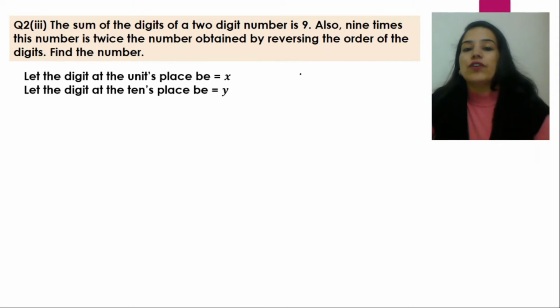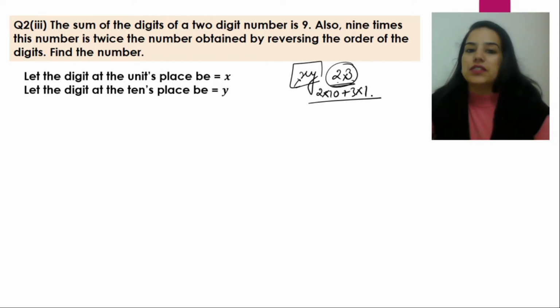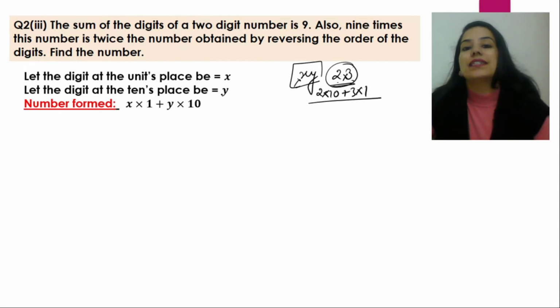Now, you cannot write xy. xy means x multiplied by y, right? 23 does not mean 2 multiplied by 3, right? What does 23 actually mean? 2 into 10 plus 3 into 1. This actually means face value multiplied by place value. So how will you form the number here? x multiplied by 1 plus y multiplied by 10.